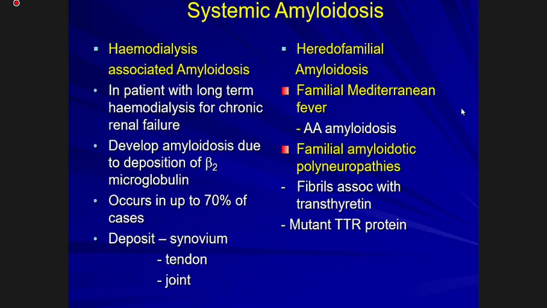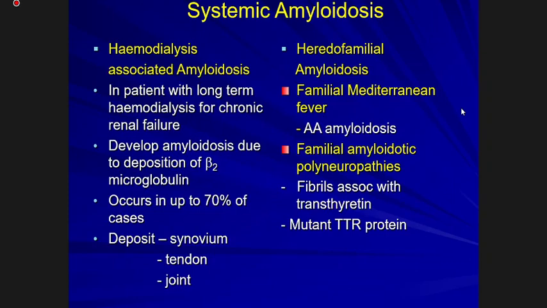So other types are the heredofamilial amyloidosis. This type is not included in the table. The first type of heredofamilial is familial Mediterranean fever, which you don't find so much here in Malaysia. This is the amyloid form protein of AA amyloidosis.